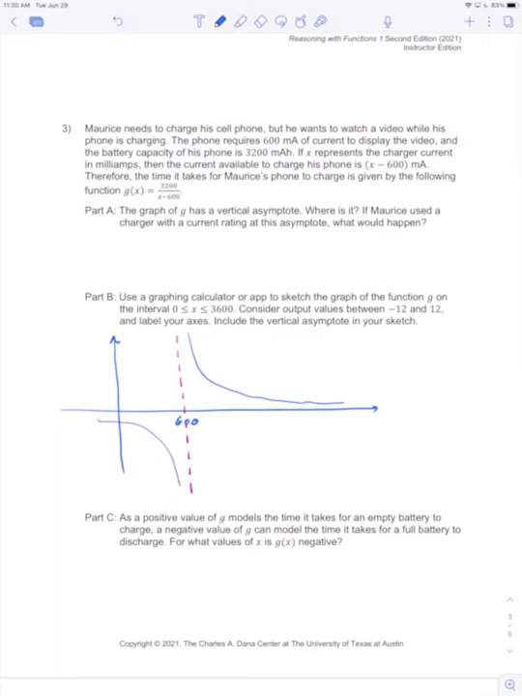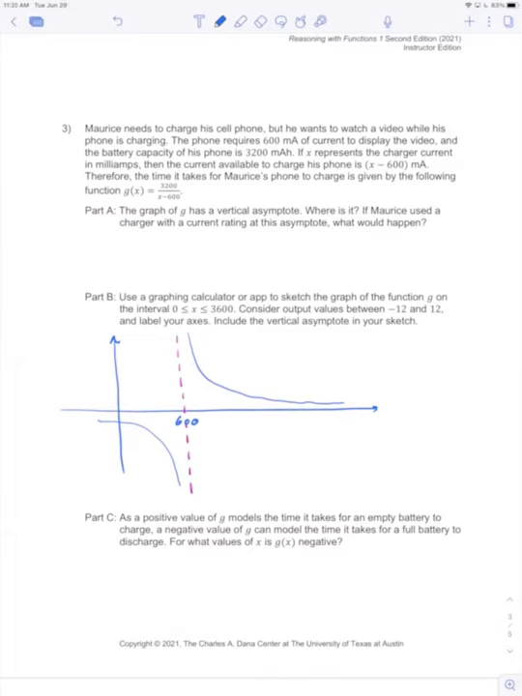And then we also have a curve like that. So the question says, if Maurice used a charger with a current rating at this asymptote at 600, what would happen? Well, there's a vertical asymptote at 600. So if Maurice used a 600 milliamp charger, the current being used for the video would cancel out the current being drawn from the charger, and his phone would never charge.